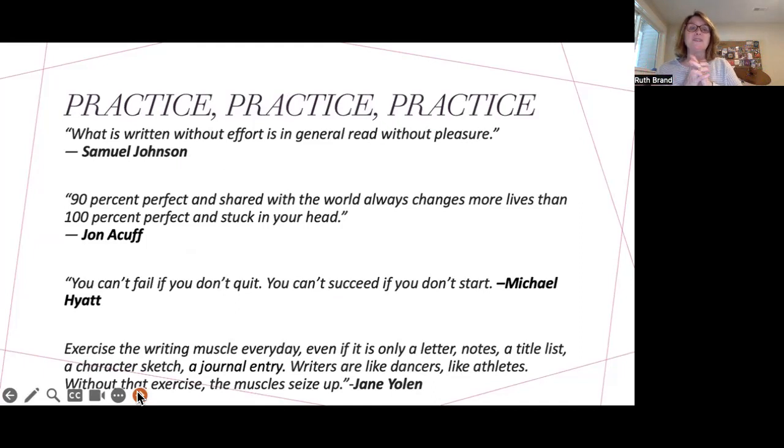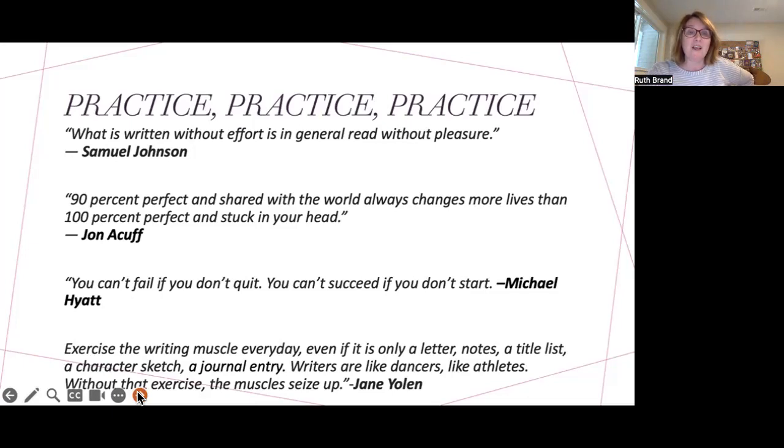John Acuff said, "90% perfect and shared with the world always changes more lives than 100% perfect and stuck in your head." So we got some parallel ideas here, right? We have 90% perfect on one side, and the other side of this sentence, we have 100% perfect. So those things have balance. Shared with the world is a contrast with stuck in your head. See how those things harmonize with each other? They're opposites, but the contrast gives you parallelism. All right. So very nice balanced statement. Now, these would be great for your commonplace quote book, by the way.